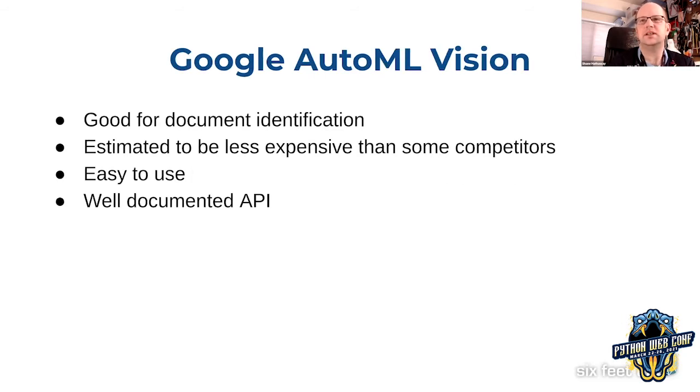So we started using AutoML Vision because it is good for document identification, estimated to be less expensive, easy to use, and we found that it has a well-documented API. And we'll be talking about the expenses later on too.